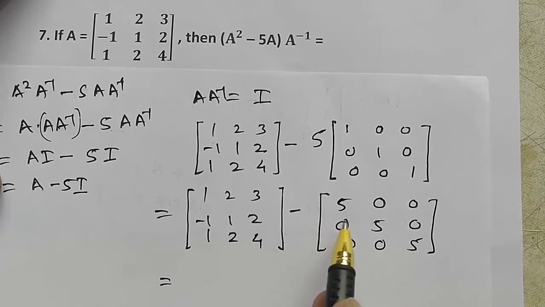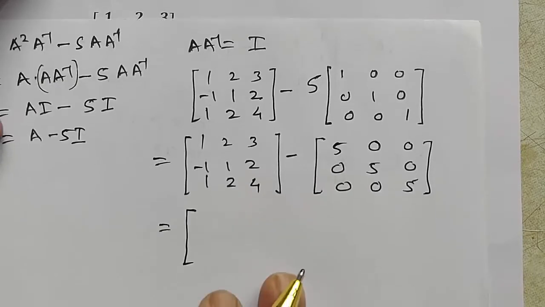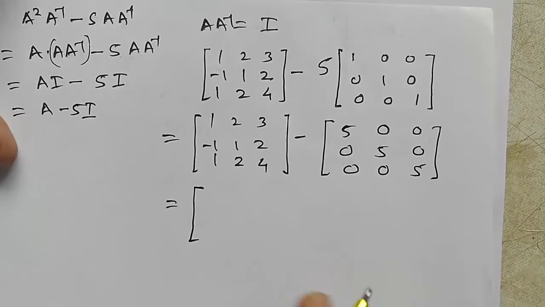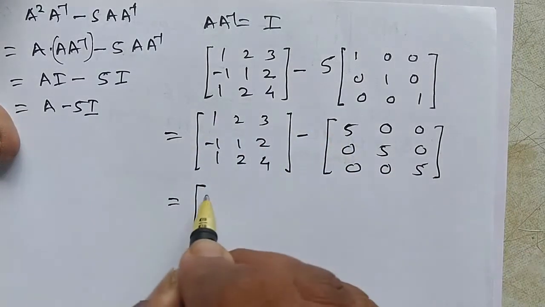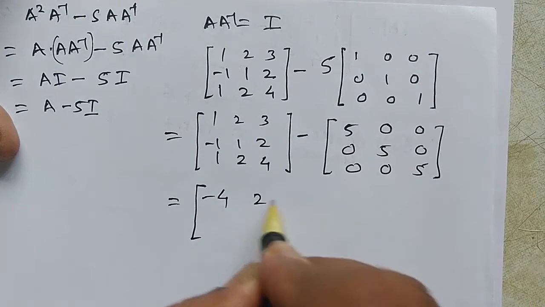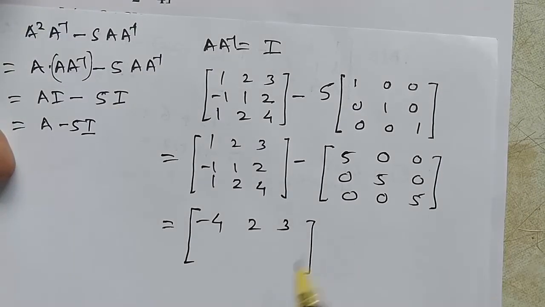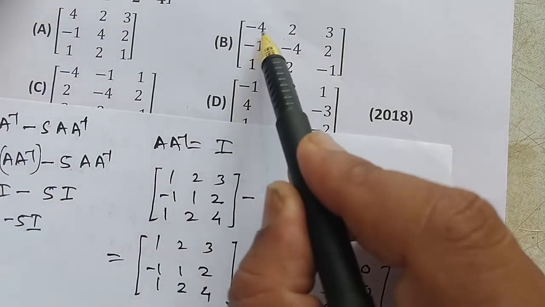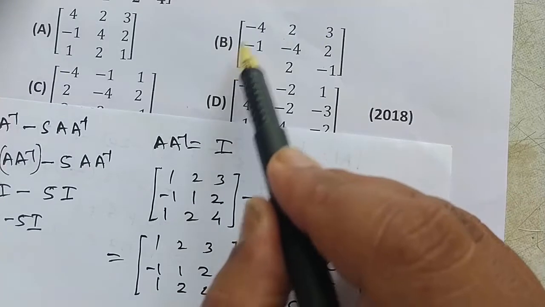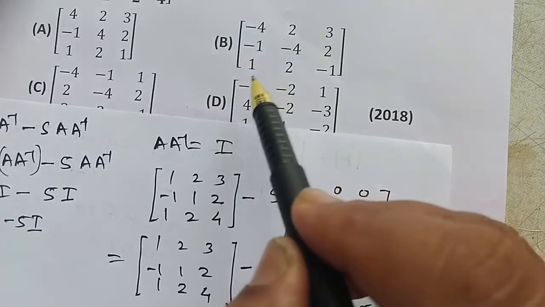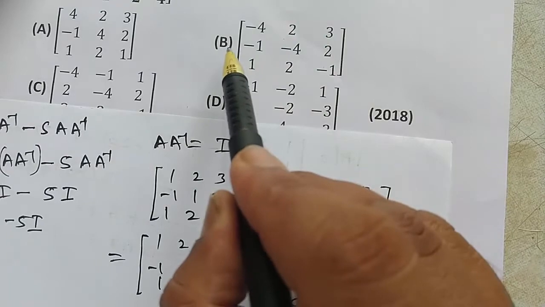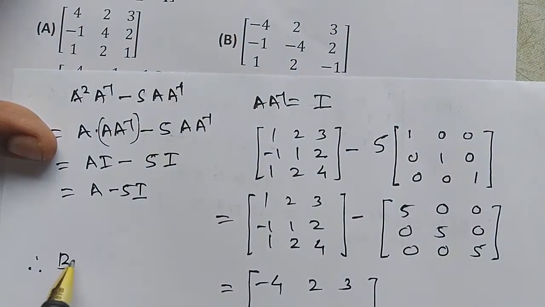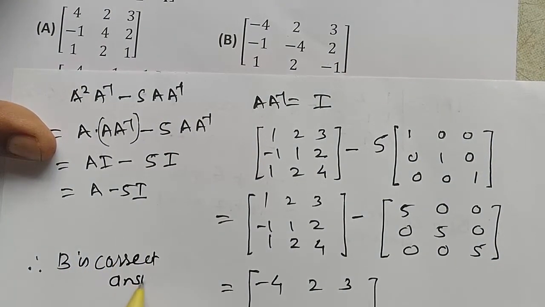Now we subtract the corresponding elements, that is 1 minus 5, that is minus 4, 2, 3. Now in the options, minus 4, 2, 3 is only in option B. So we no need to evaluate further. We select B as the correct answer. So therefore B is the correct answer.